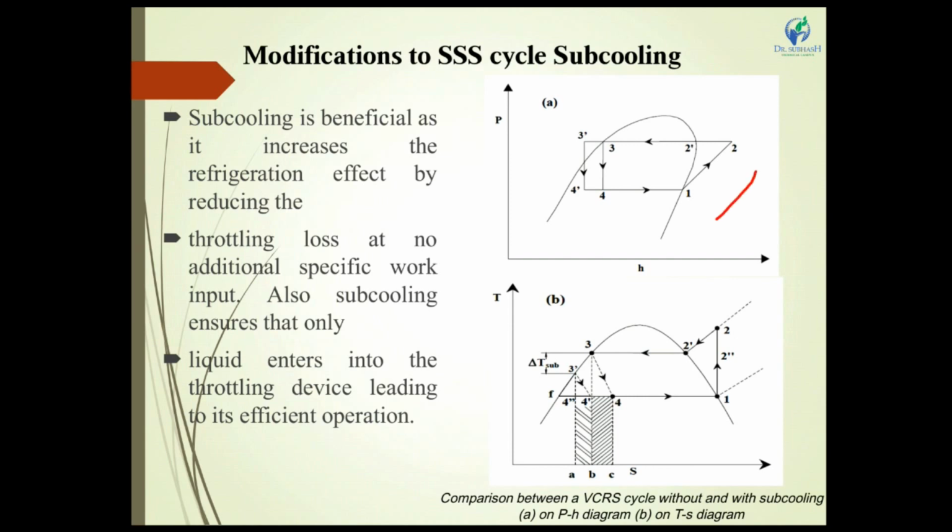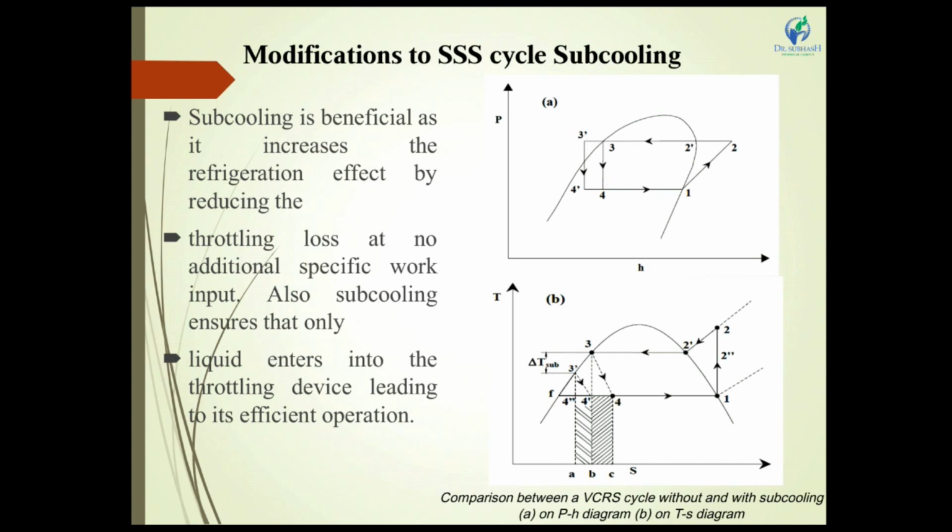The process 1 to 2 is the compression process. Process 2 to 3 is the condensing process. Process 3 to 4 is the expansion process. And 4 to 1 is the evaporator or heat absorption process. Here 3 to 3 dash is the subcooling process. Here we are not giving any additional compressor work or any higher electrical input to the compressor. With the same compressor work, we increase the refrigeration effect in the evaporator from 4 dash to 1.